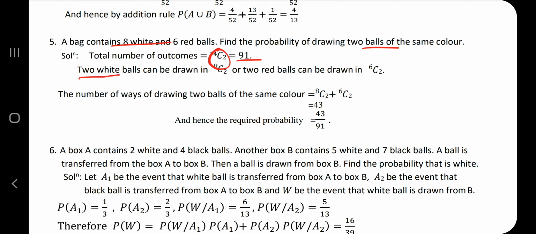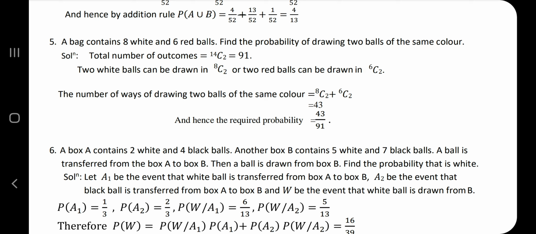Now 2 white balls can be drawn or 2 red balls can be drawn. See, or is coming here. Same color they have mentioned, they have not mentioned the color. So it can be either 2 white or 2 red. But not 2 white and 2 red, 4 balls. No, we are not drawing 4 balls. We are drawing 2 balls only. So either 2 red balls will be drawn or 2 white balls will be drawn.